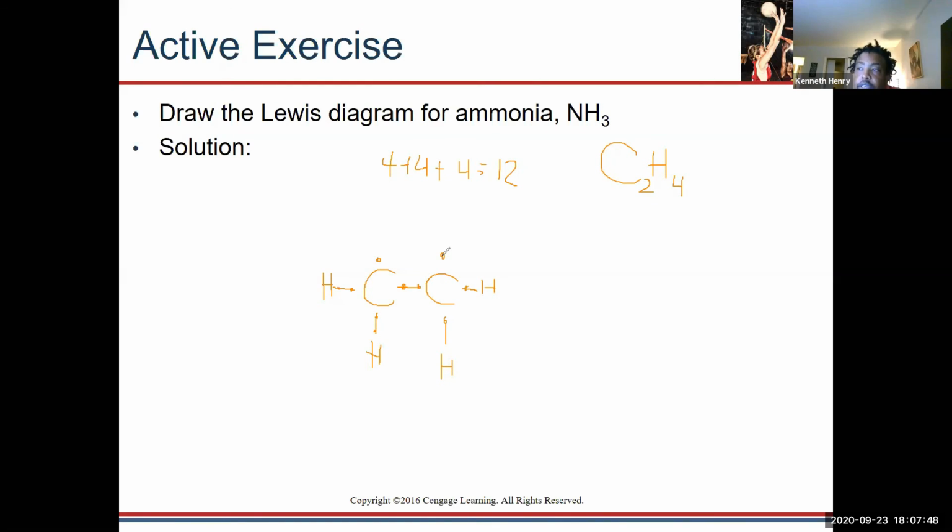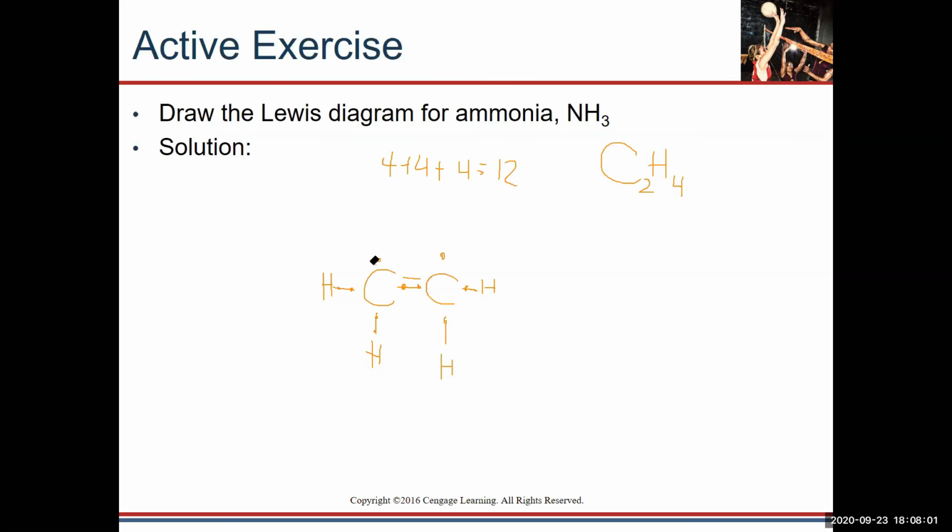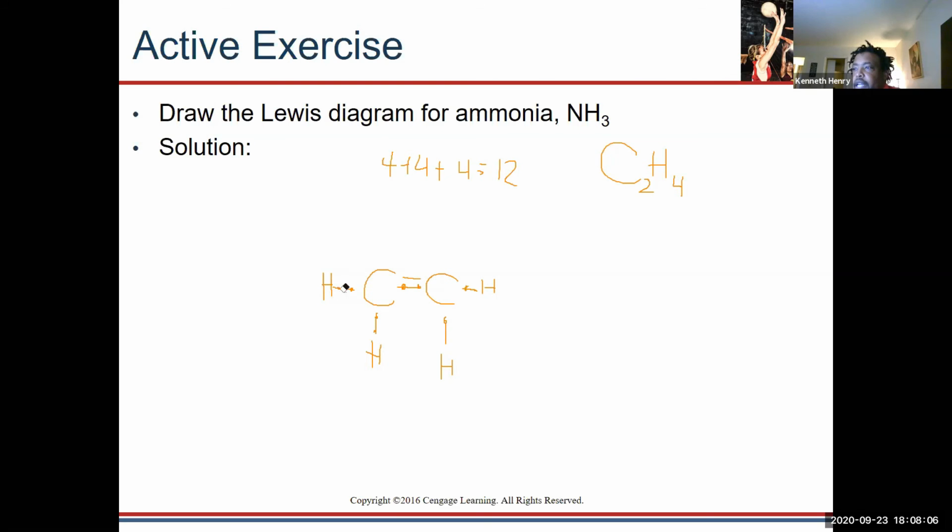Okay, so does carbon have 8 around it? No. But what if I put these both in here and I form what we call a double bond? Then that's 2, 4, 6, 8 around this carbon. Then we have 2, 4, 6, 8 around this carbon. So we're good? Piece of cake? Yes.